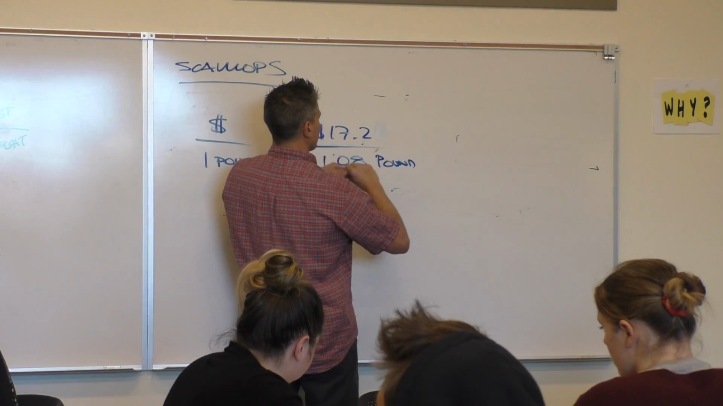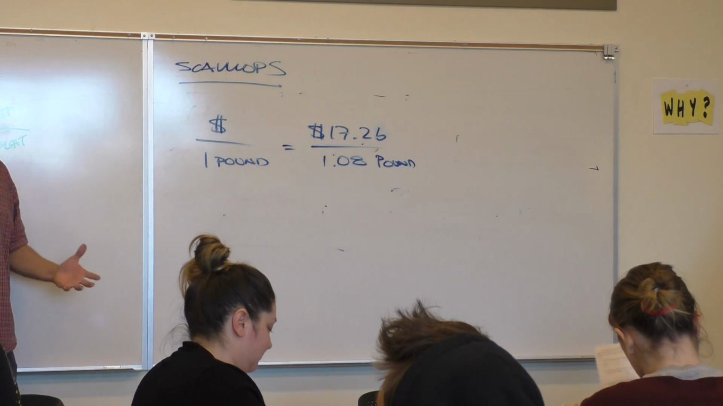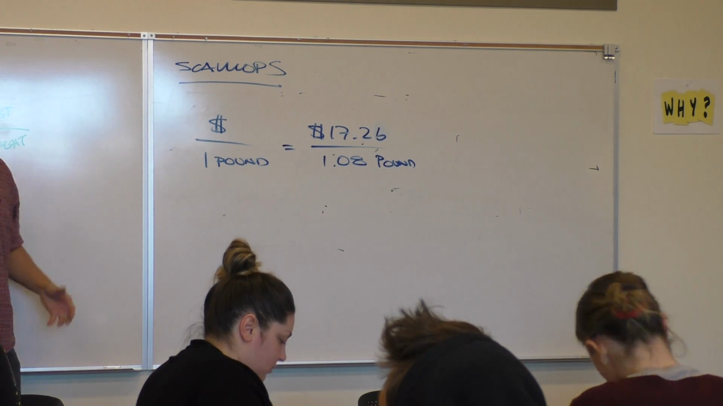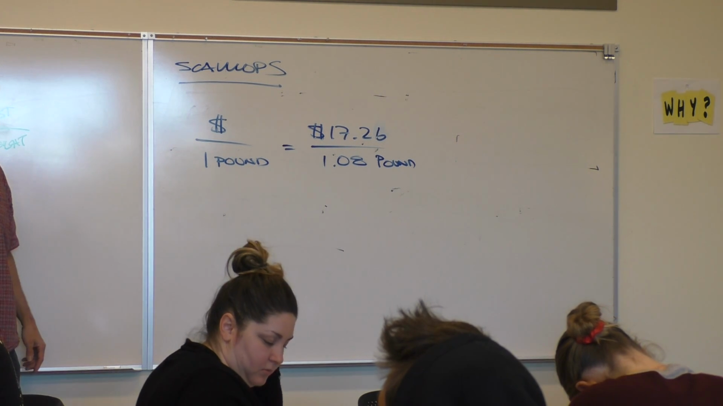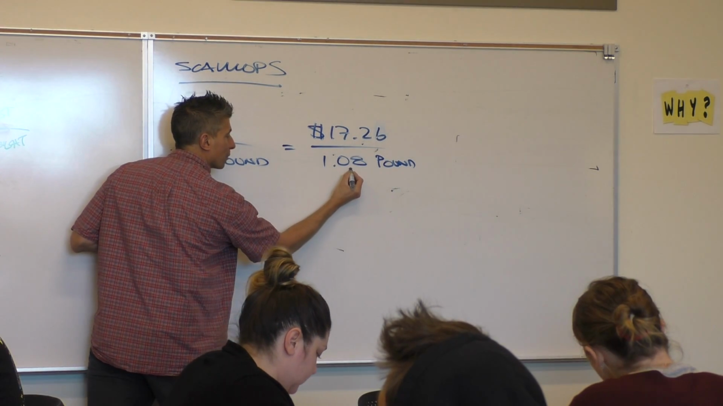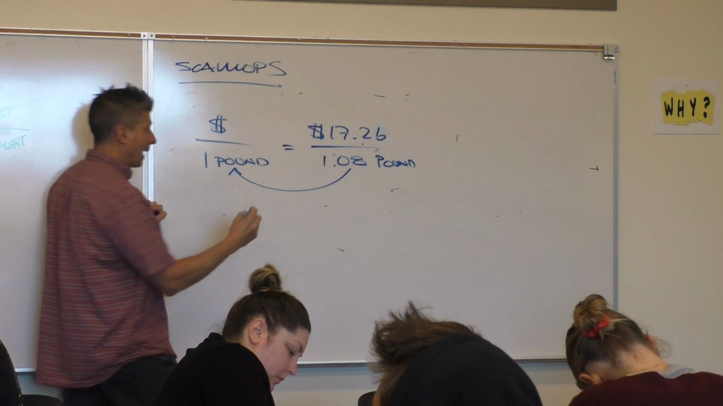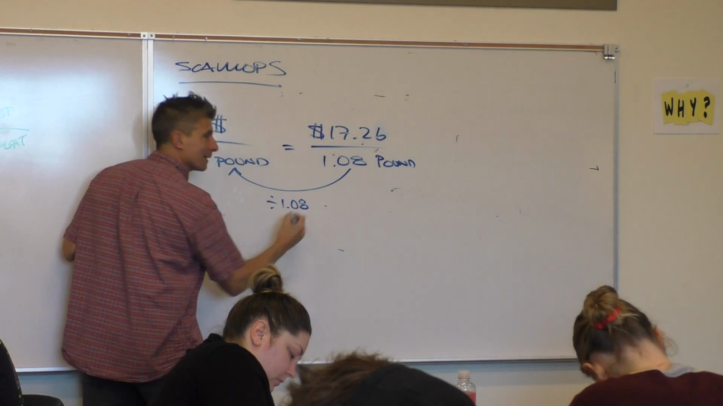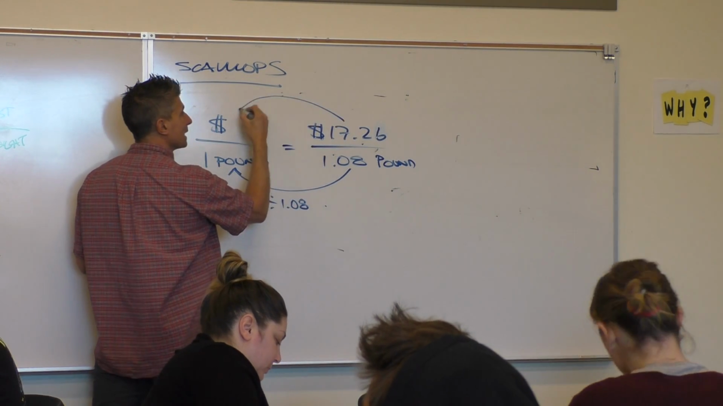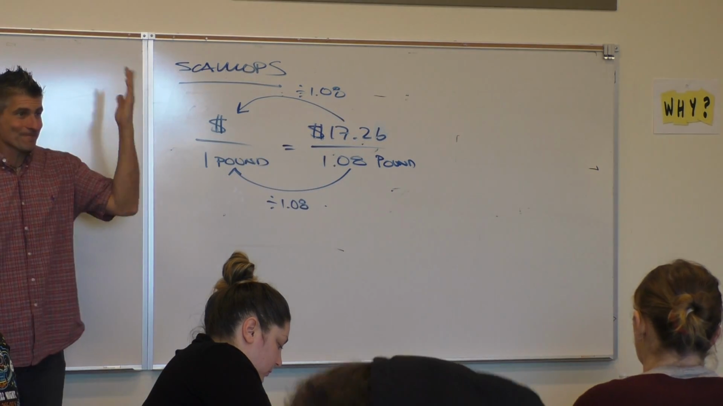I made these for you. So now the question is, what do you do to solve this? Why? Tell me why. I agree. Because you have to get, how do you get from 1.08 back to 1? You divide by 1.08. So in other words, you'd also have to divide 17.26 by 1.08. It's method 1.